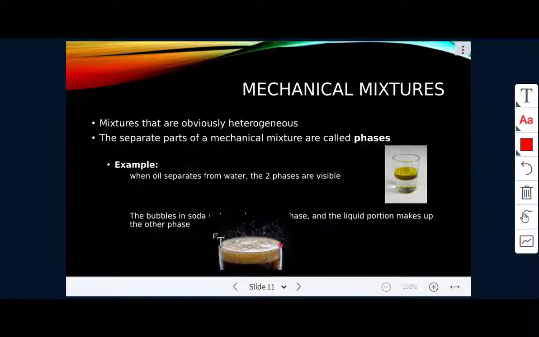This example here is the bubbles in soda. The bubbles make up the gaseous phase, and then the liquid part makes up the other phase.